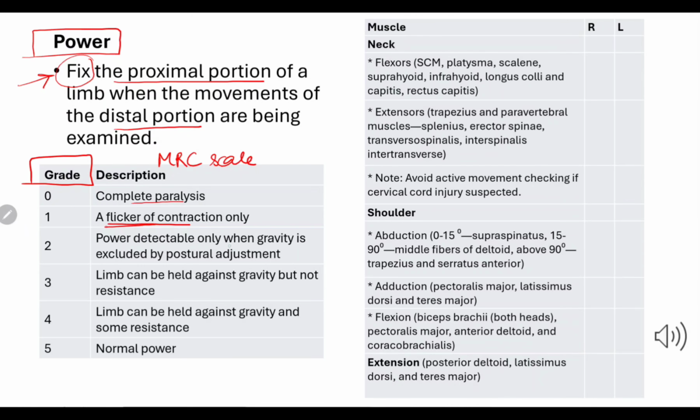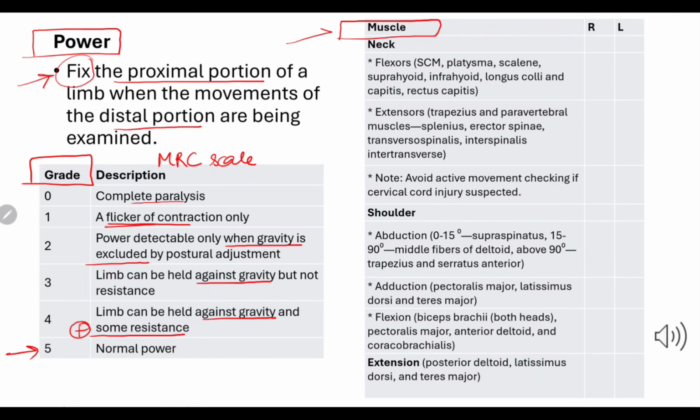Grade 2 means power is detectable only when gravity is eliminated. Grade 3 means they can overcome gravity. Grade 4 means gravity plus some resistance. And grade 5 is normal power. Memorize this scale. It will be your daily bread on the wards.